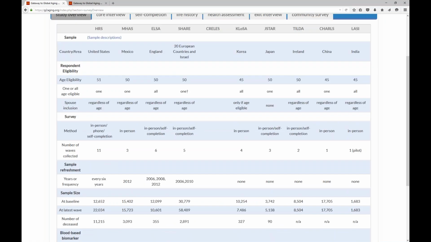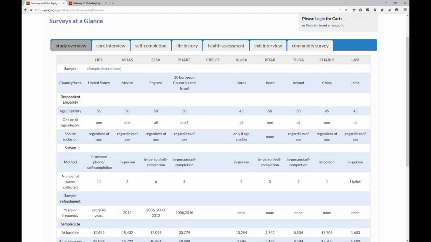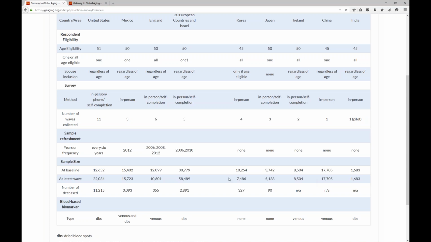And this first tab is a good place for what I told you earlier about which survey corresponds to which countries, and some of the things about when someone becomes age eligible for each survey, whether a spouse is included. This is just a helpful one-page overview of some of the basic ways that these surveys are different. For instance, survey method, number of waves currently collected, and then some of the figures for the numbers that are currently included, like at the latest wave for each survey, the sample size.